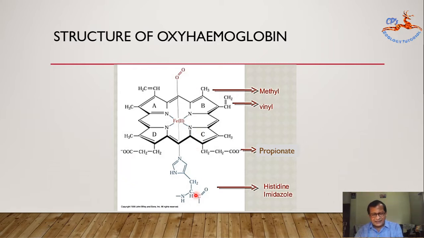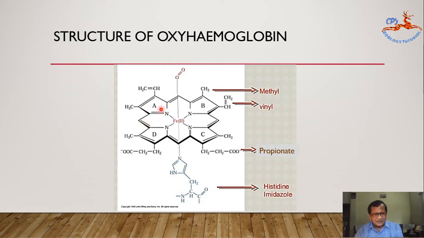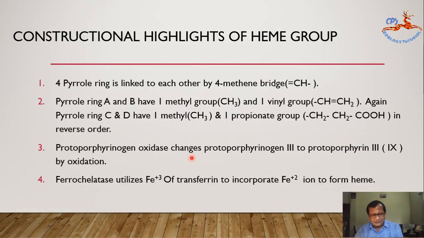Secondly, the character is, look, that protoporphyrinogen is oxidized and transformed from this structure 3 to structure 9 by the oxidation of these methylene bridges. Secondly, ferrochelatase utilizes the Fe of transferrin to incorporate Fe2+ into the center of this ring.